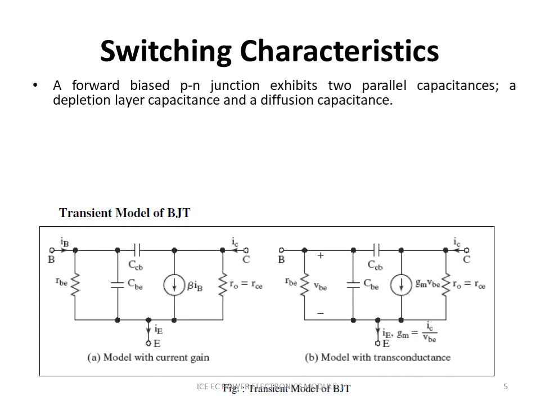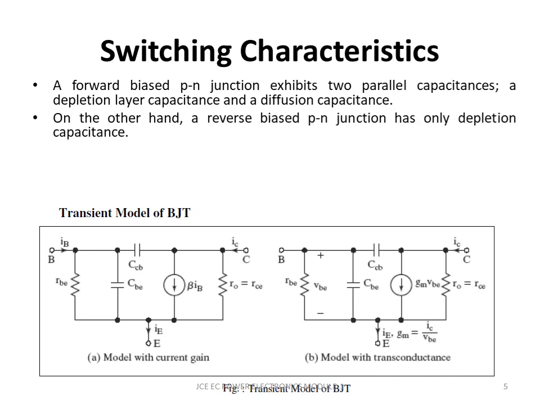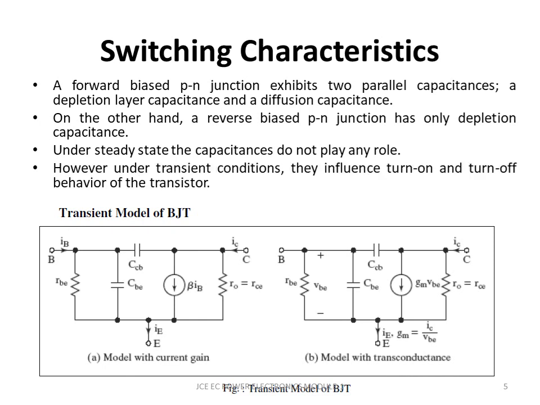The forward biased PN junction exhibits two parallel capacitances, one a depletion layer capacitance and the other a diffusion capacitance. On the other hand, a reverse biased PN junction has only depletion capacitance. And under steady state, the capacitances do not play any role. However, under transient conditions, they influence turn on and turn off behavior of the transistor.